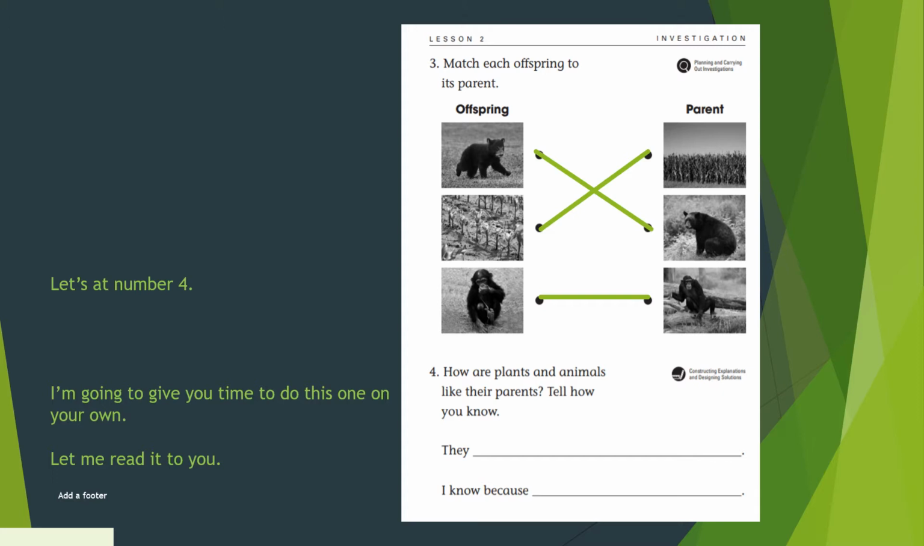So I'm going to read it to you again. How are plants and animals like their parents? So you're going to tell us how on that line where it says they. You tell how they're alike. And then tell how you know on the line that says I know because. Use best guess spelling. I'm going to give you a minute here, okay?